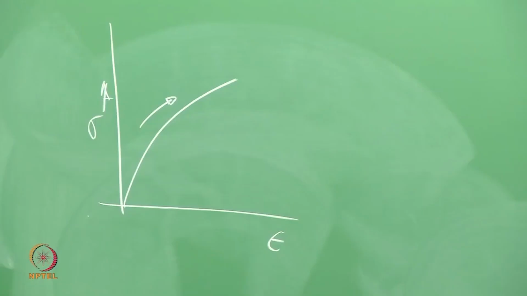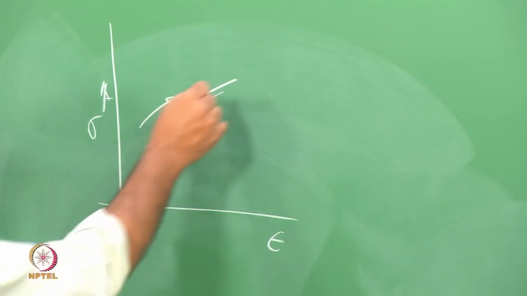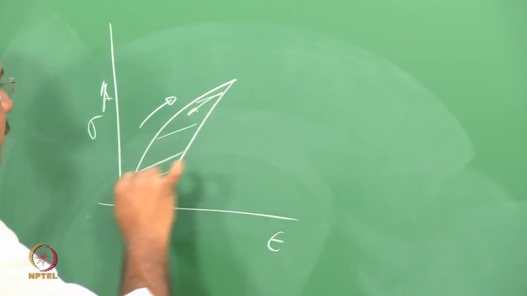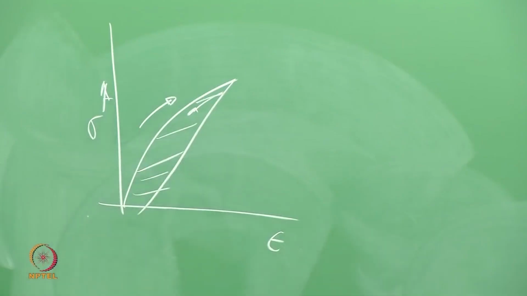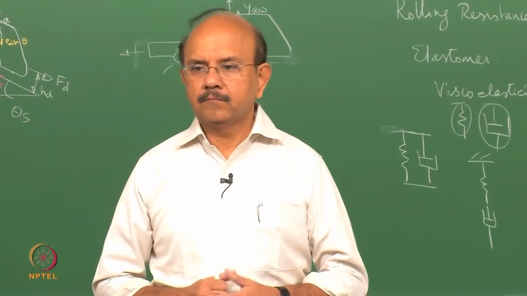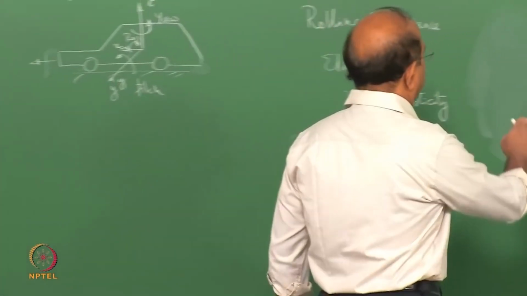When I unload an elastic material, all of you know that it would follow the same path. On the other hand, a viscoelastic material does not follow the path when it is unloaded and would now follow a different path, okay, and that amount of energy is lost and usually called the hysteresis loss. Clear? So, there is an amount of energy that is lost.